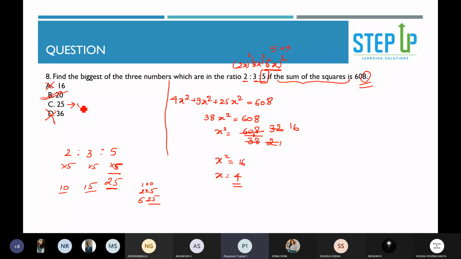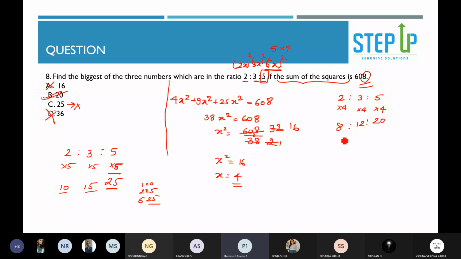So that's why even this option will get eliminated. If you see 2 is to 3 is to 5, if it is 20, to get 20, I need to multiply by 4. Now to maintain the ratio, I need to multiply by 4. So this will be 8 and this is 3, 4, 12.